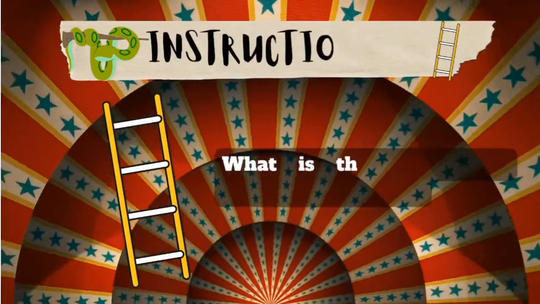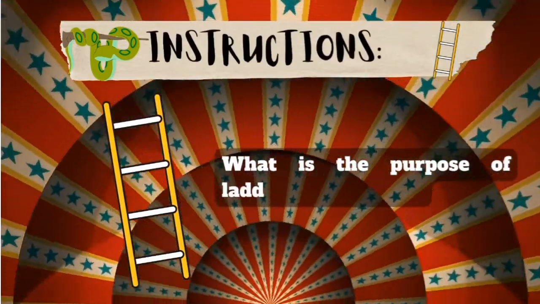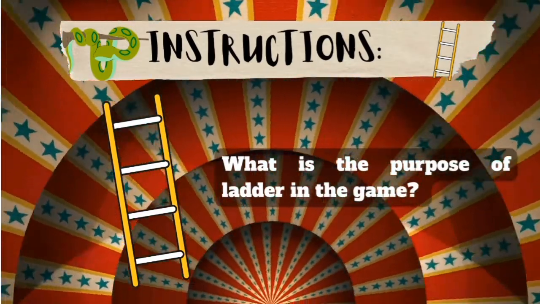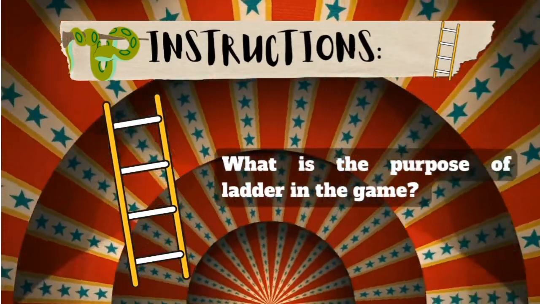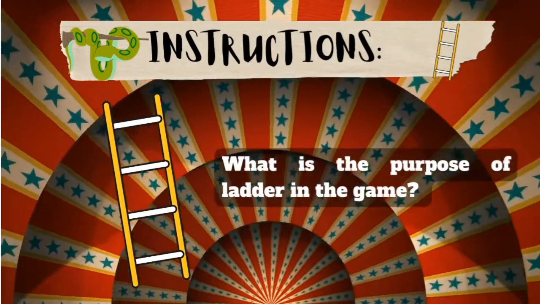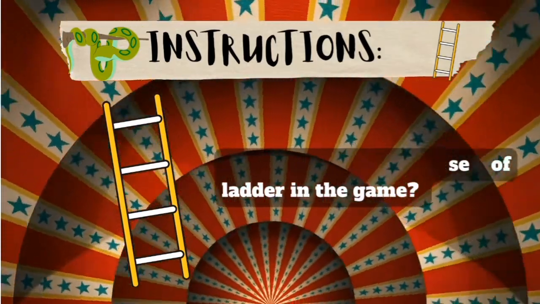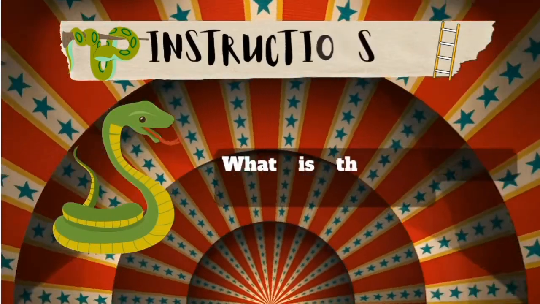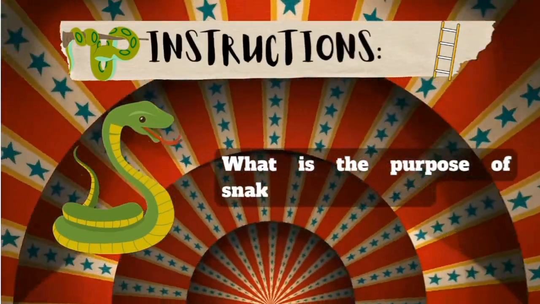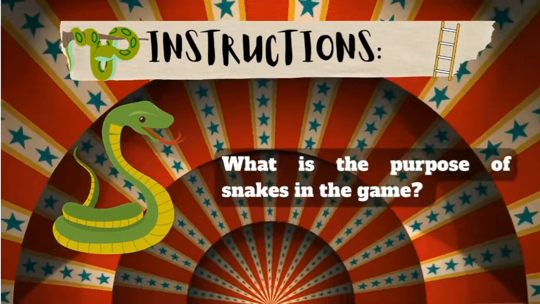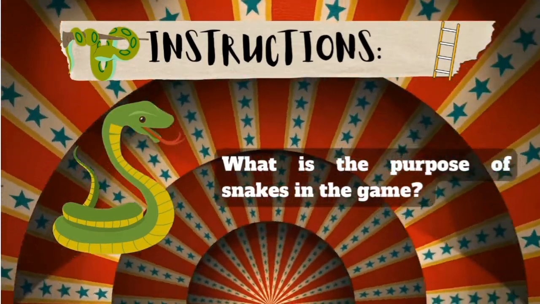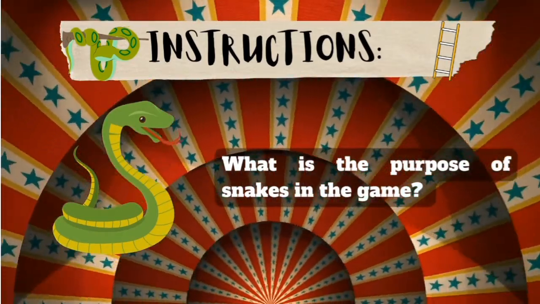What's the purpose of the ladder in the game? If a player lands on the lower end of the ladder, they climb that ladder to the square that features its top end. What is the purpose of the snake in the game? Conversely, if players land on the higher number square of a snake, they fall down to its lowest number square.